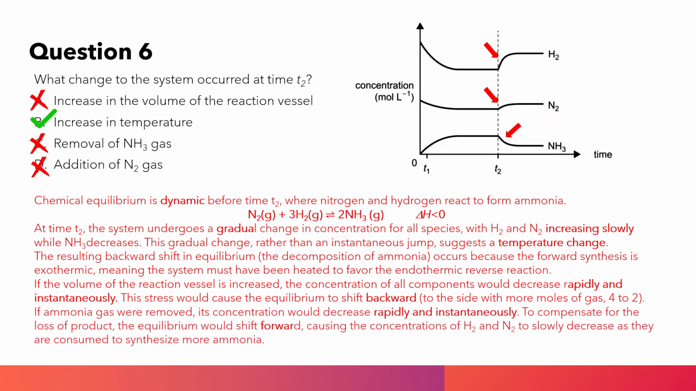If ammonia gas were removed, its concentration would decrease rapidly and instantaneously. To compensate for the loss of product, the equilibrium would shift forward, causing the concentrations of H2 and N2 to slowly decrease, as they are consumed to synthesize more ammonia.